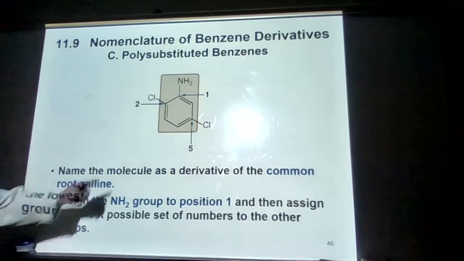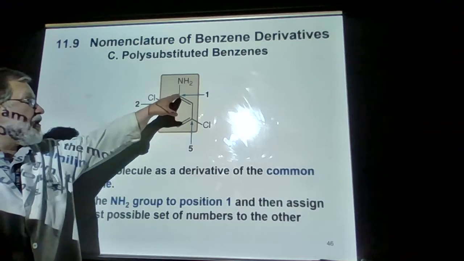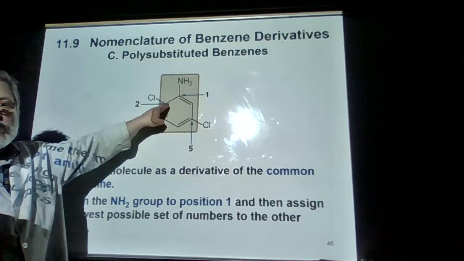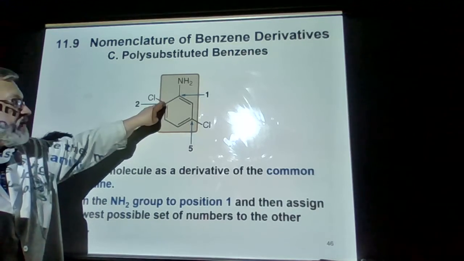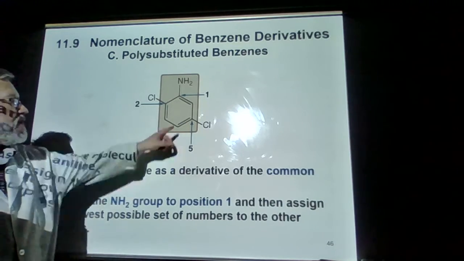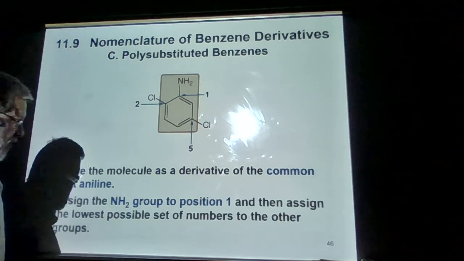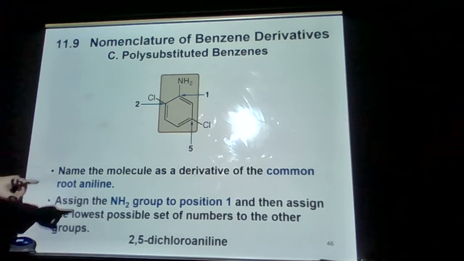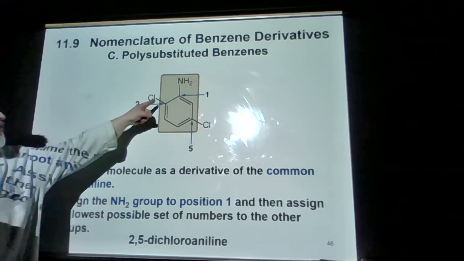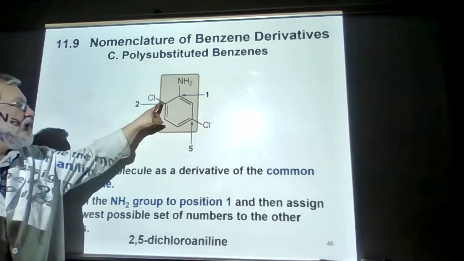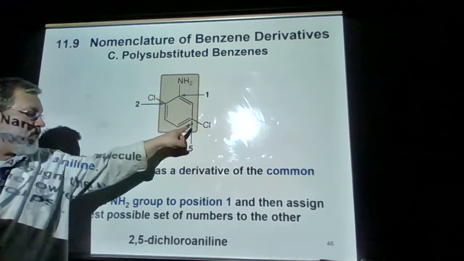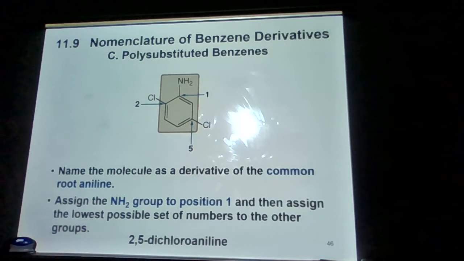So the lowest numbering sequence is we go 1, 2. It puts this second substituent at the number 2. This gives us the lowest numbering sequence possible, therefore we number counterclockwise. This is 2, 5, where the nitrogen is attached to the ring, that's the 1. 2,5-dichloroaniline.